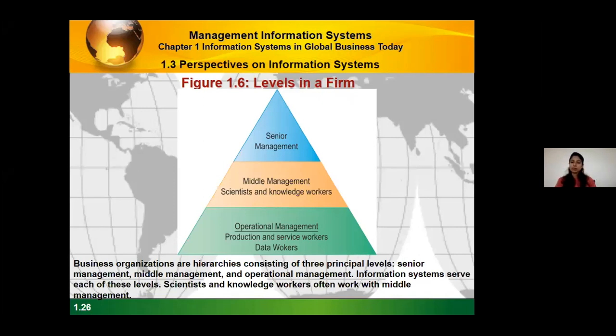a pyramid structure, right? So even the description says business organizations are hierarchies consisting of three principal levels: senior management, middle management, and operational management. Information systems serve each of these levels. Scientists and knowledge workers often work with middle management, right? So this description again tells about the things that I have explained here.